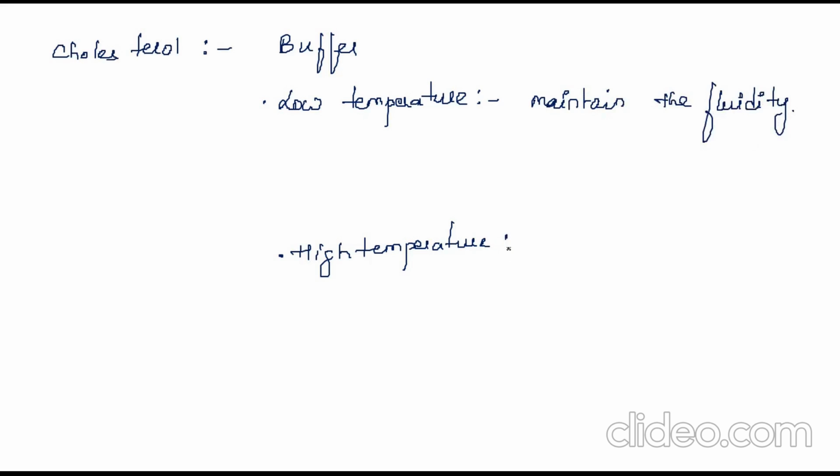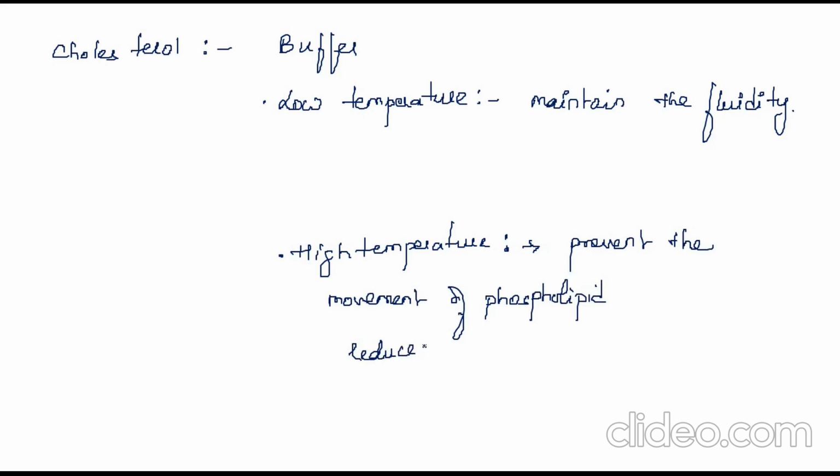And at high temperature, to prevent the structure from becoming excessively fluid, it restrains the movement of phospholipids and reduces fluidity. So at low temperature they increase the fluidity and at high temperature they reduce the fluidity. In that way they act as a buffer for the biological membrane.